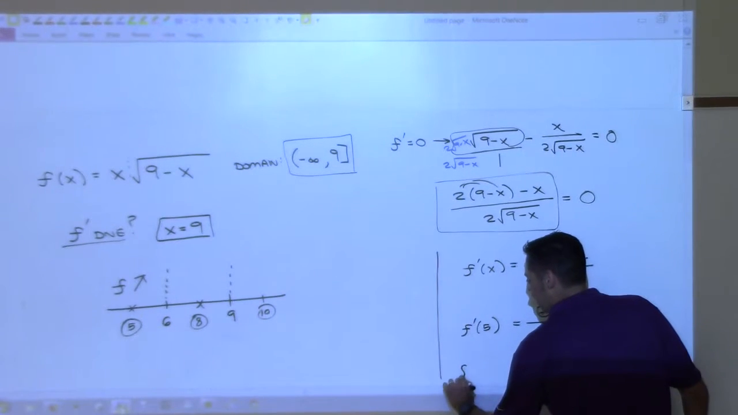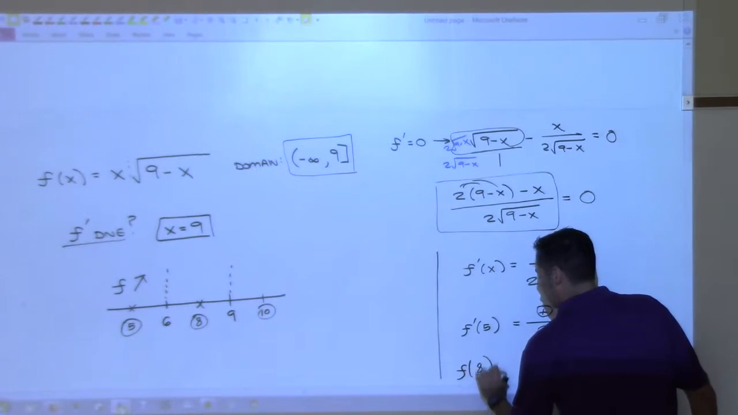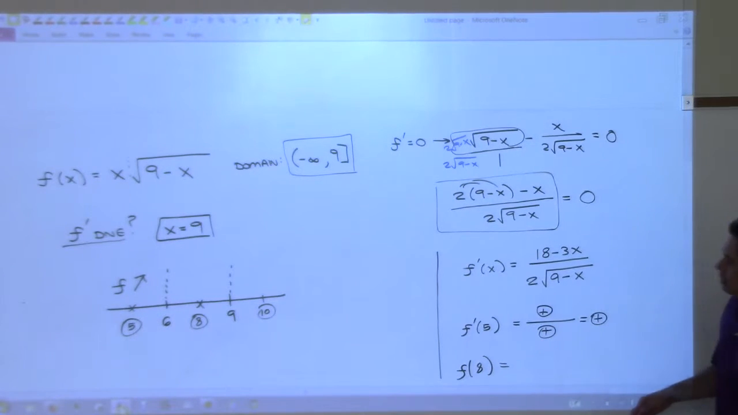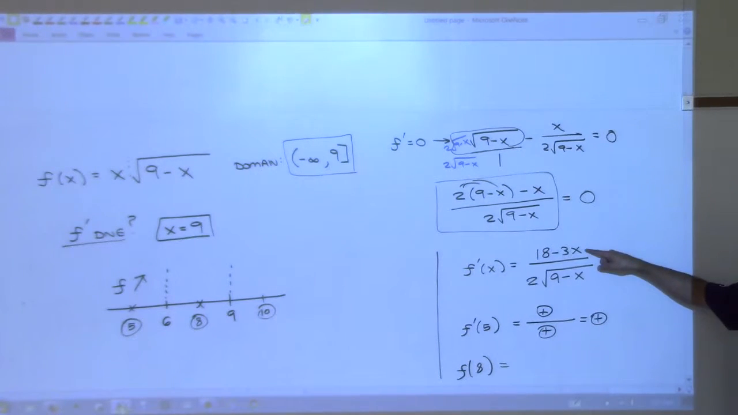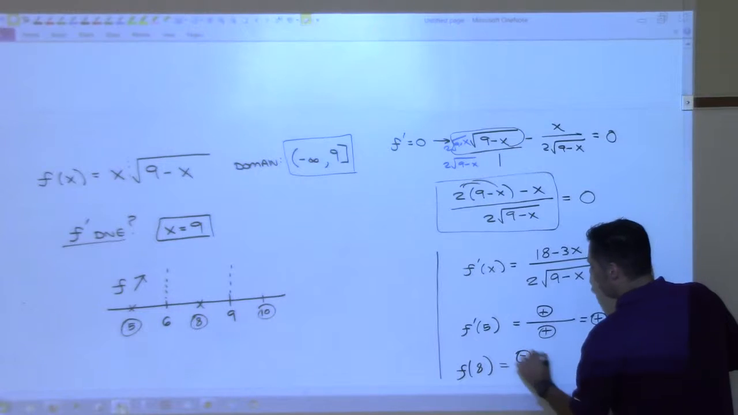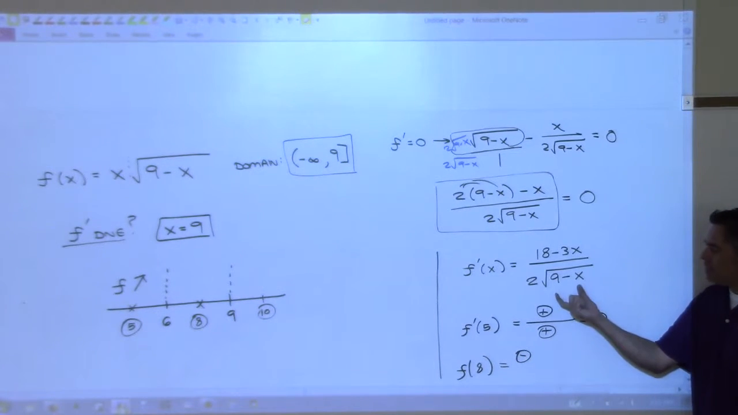It's negative when you plug in 8? Or just on the top it's negative? So you plug 8 in here, it's negative on top. And then on the bottom, you should get a positive here.